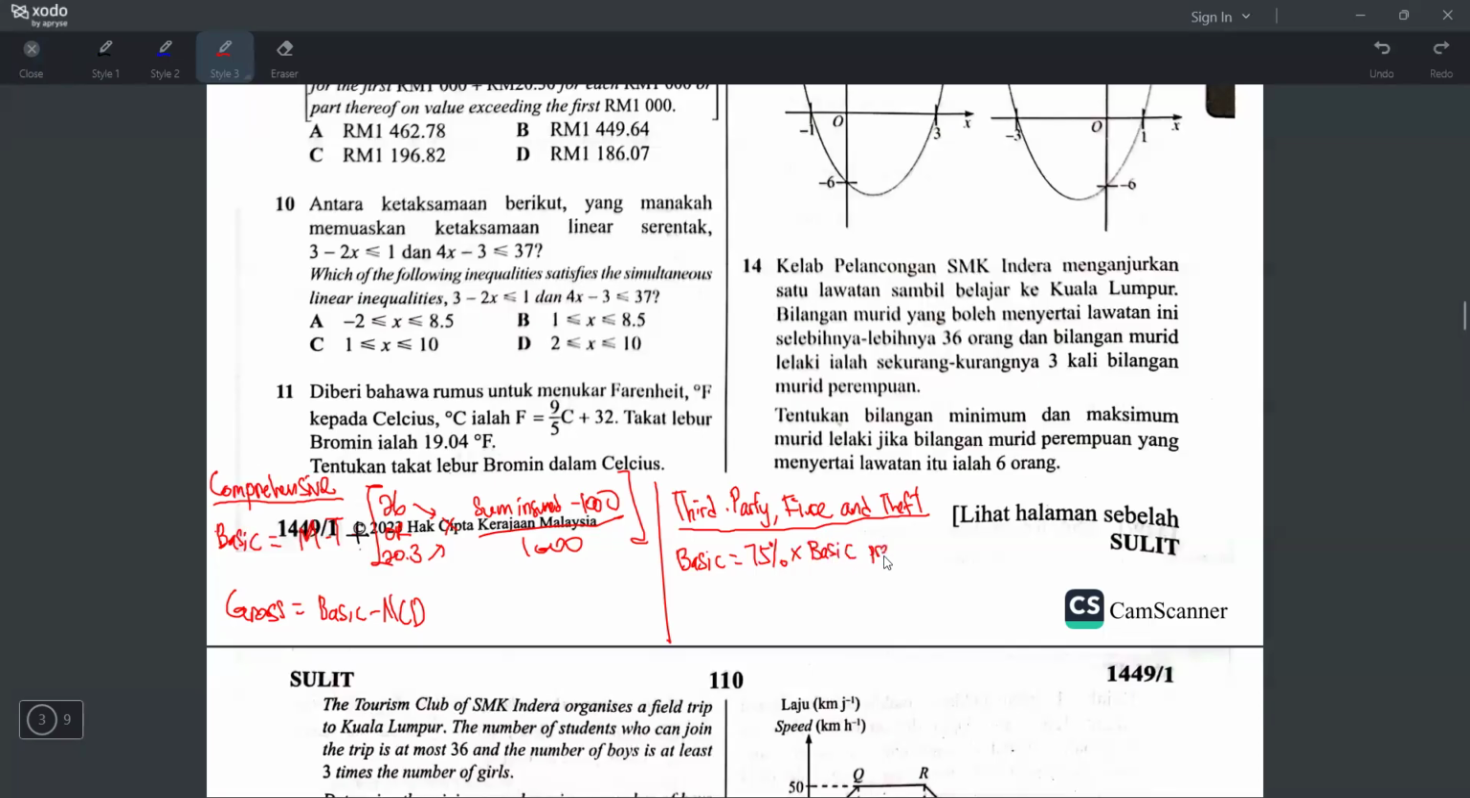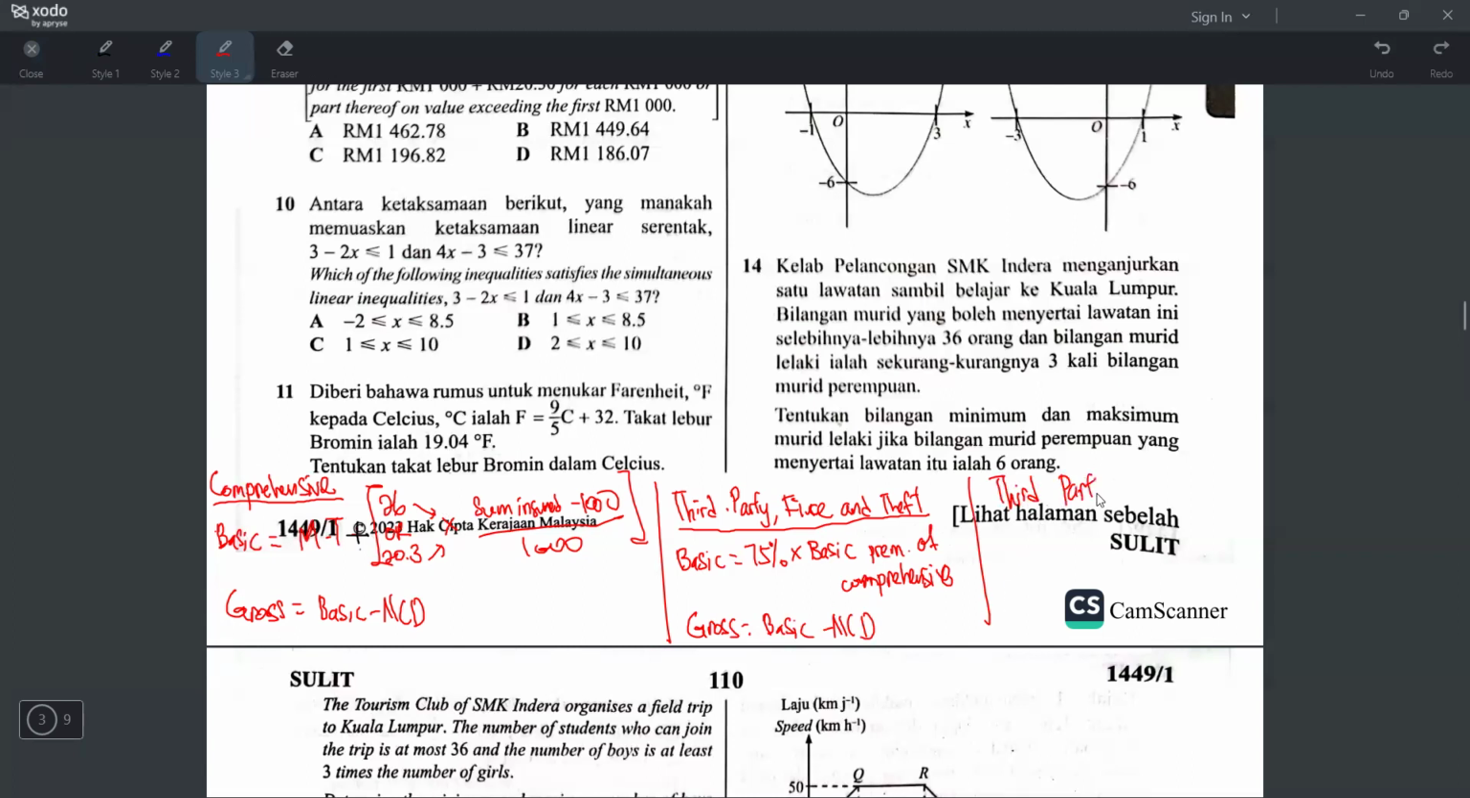Basic premium of comprehensive. Okay, and how to calculate basic premium of comprehensive? I sudah bagi tahu tadi already. It's like this, right? And then to get the gross premium, you take the basic premium answer minus with NCD. Okay, last one is the third party policy.